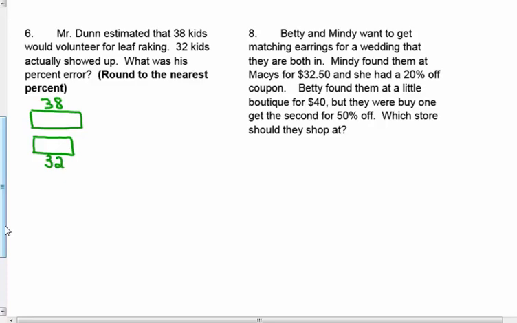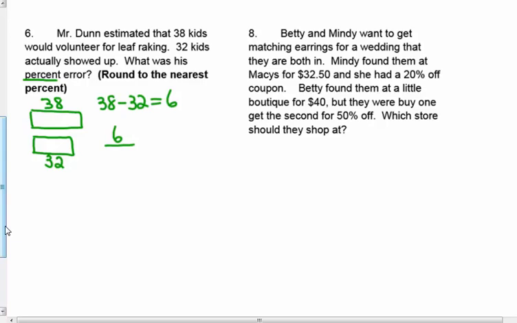What is his percent? Notice I don't have a percent in here. It's asking, what is his error? So I know that he oopsed by about 6 kids. He thought 6 more kids were going to come, because 38 minus 32 gives me 6. So 6 is what percent of the actual kids that showed up.